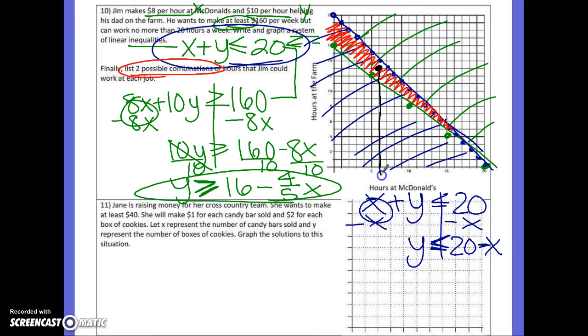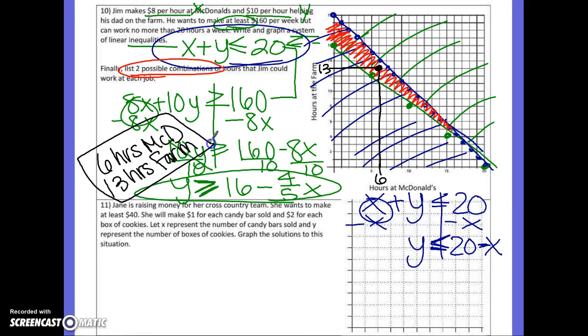So it would be, let's see, 6 hours at McDonald's, and here would be, what is that, 13? Because that's 12. Let's see, 2, 4, 6, 8, 10, 12, so 13 hours at the farm. So that's one combination, 6 hours at McDonald's and 13 hours at the farm. That would give him everything he's asking for.